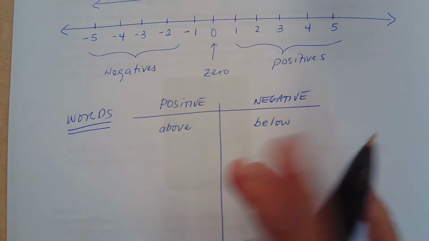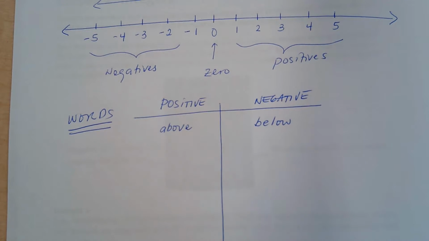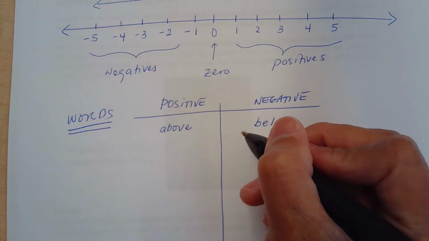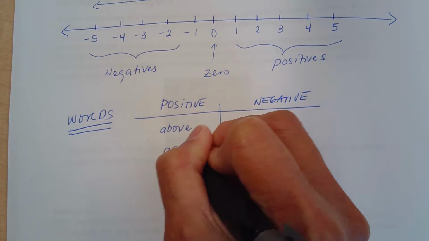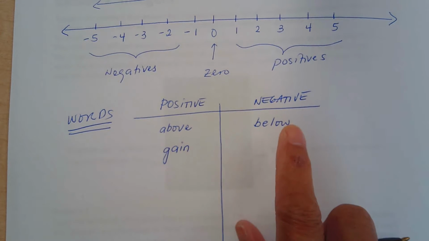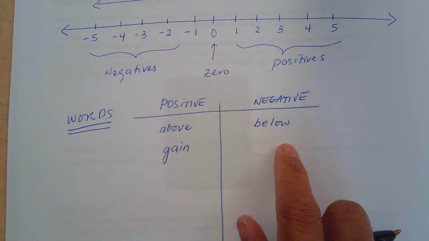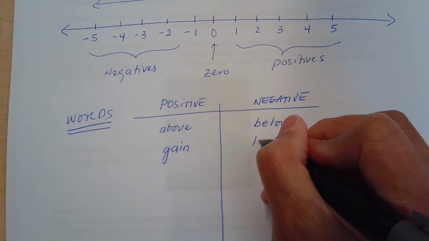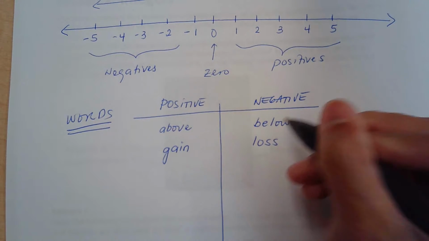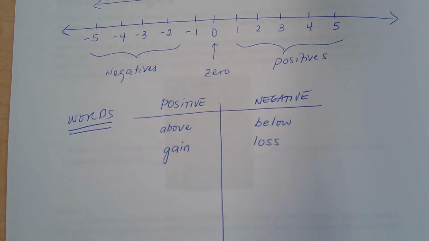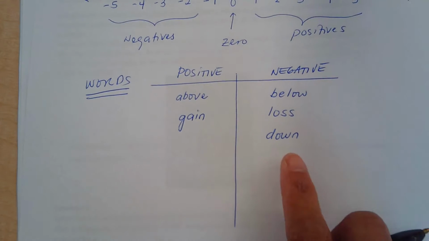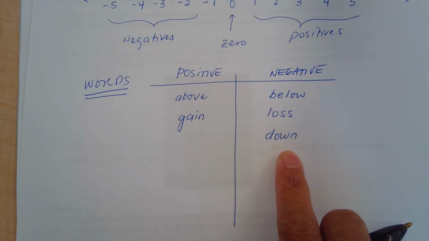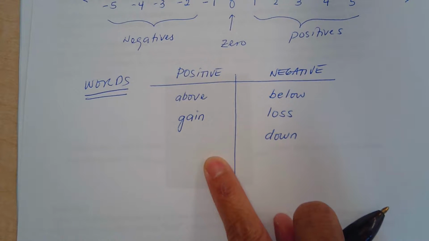Yeah. So we're going to see some words like that, right? Above, below. Now, if something is a gain, what would be the negative of it? Gain, maybe loss, yeah? So gain, loss. Okay. What about this? If the negative is down, the positive is up.